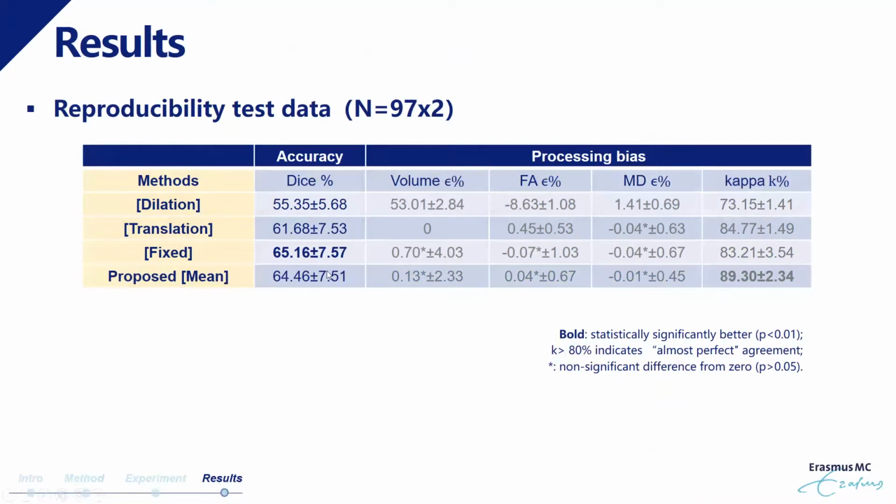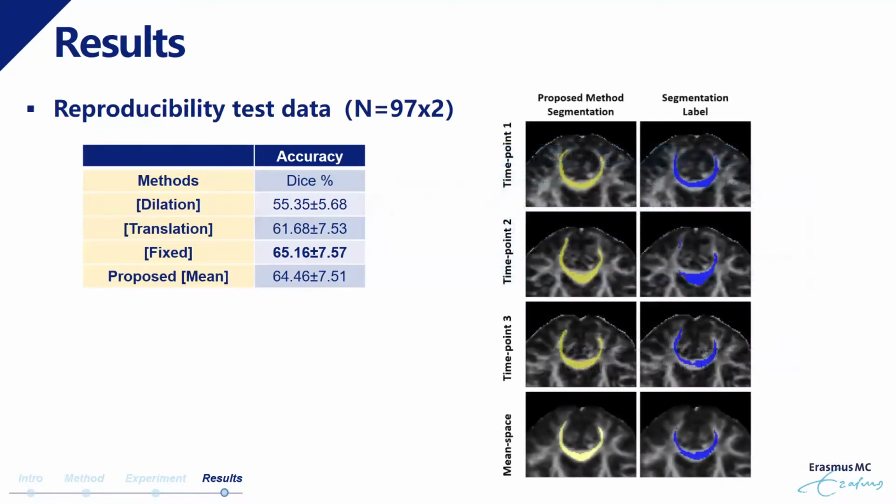Third, the segmentation accuracy of the proposed mean framework did not improve over the fixed method. This might seem disappointing, but it is actually reasonable after a bit of thinking. Since the mean framework aims at reducing random errors in cross-sectional segmentations, at each individual time point, its overlap with the segmentation label can indeed decrease.